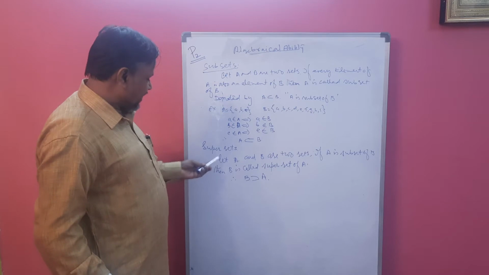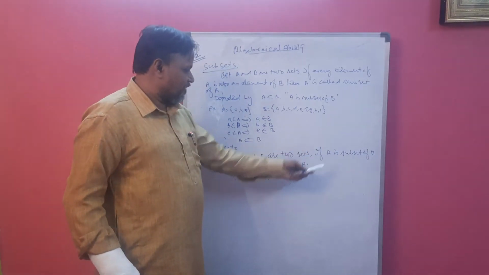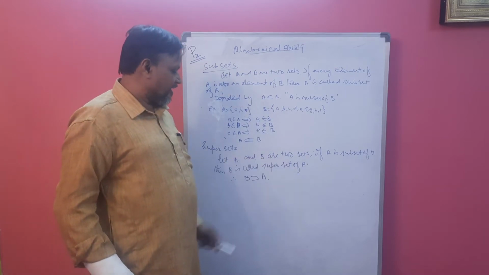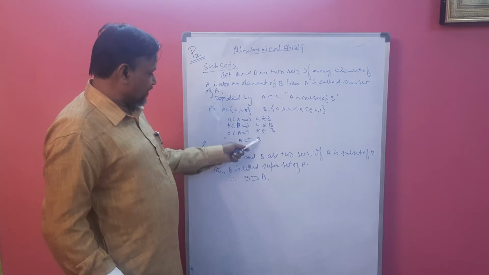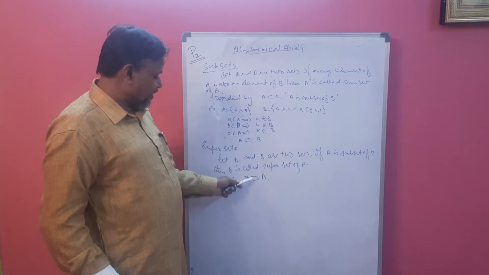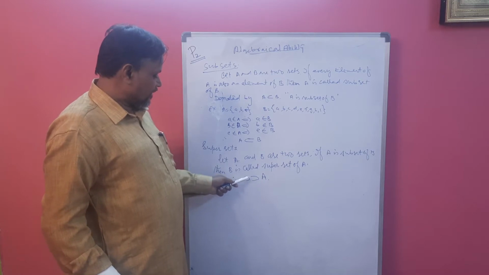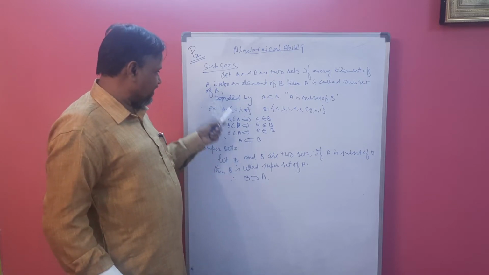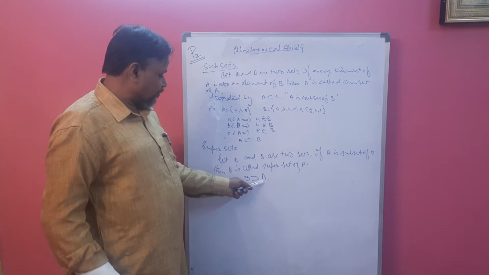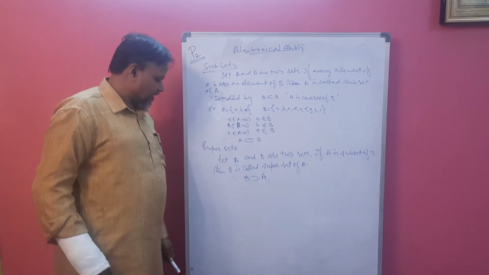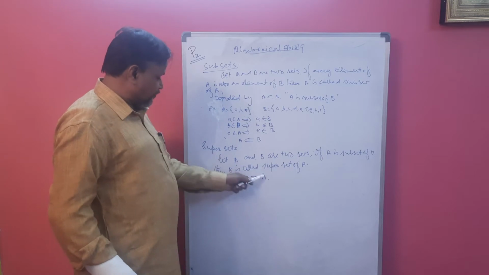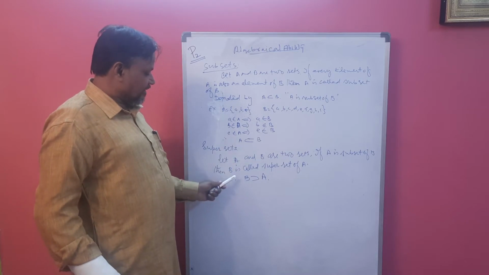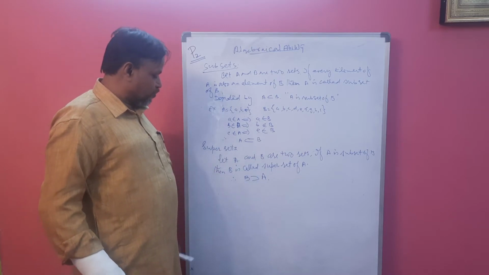Now superset. Let A and B be two sets. If A is a subset of B, then B is called a superset of A. We just change the sign: the U opened on the left. This is the superset sign, and this is the subset sign. Sorry, B is a superset of A. If A is a subset of B, then we can say B is a superset of A.